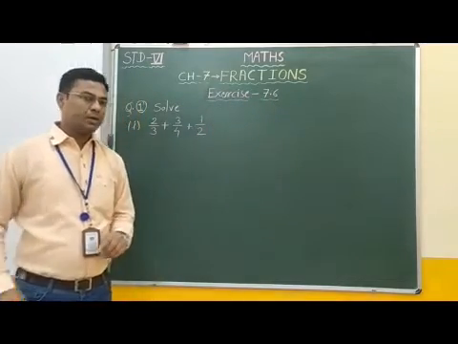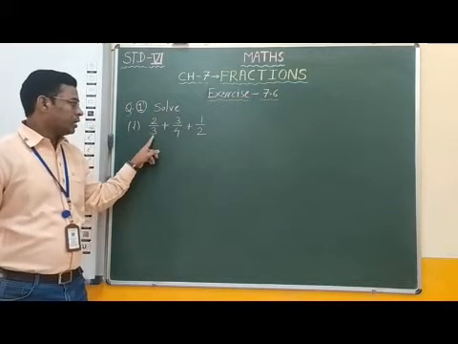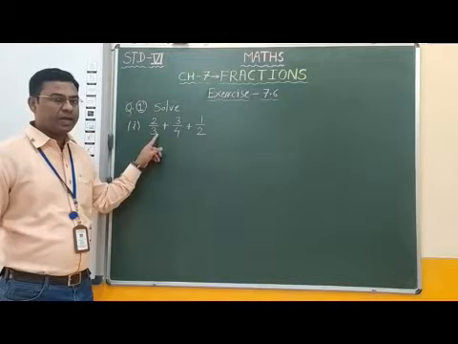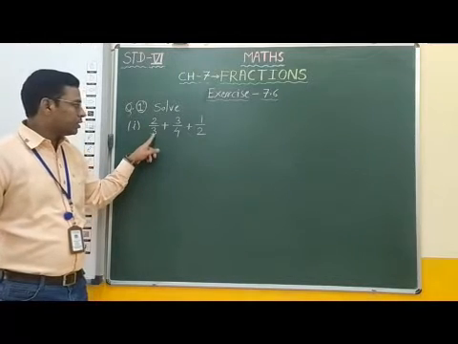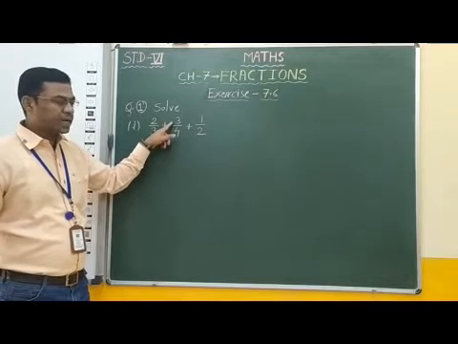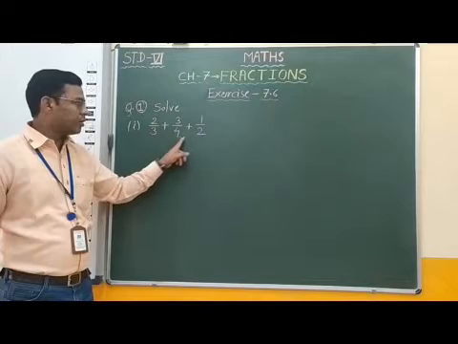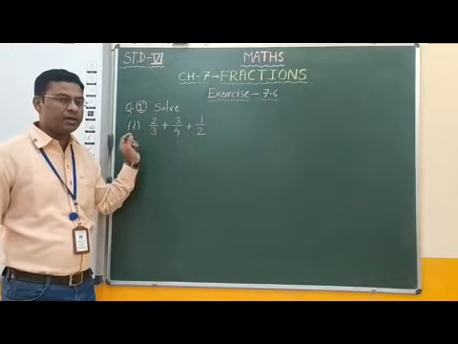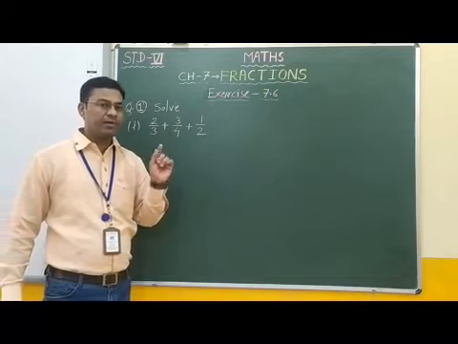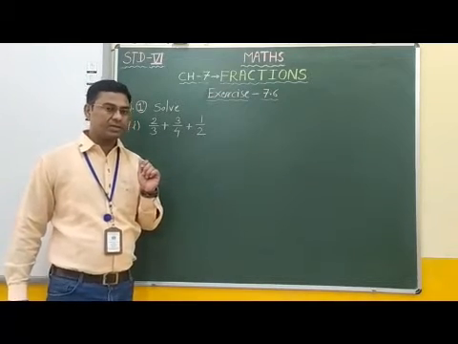Now the question is solve. Students, here in this question is addition of three unlike fractions. Therefore here the first fraction is 2 by 3, the second fraction is 3 by 4 and the third fraction is 1 by 2. Here denominators are different. Therefore these three fractions are unlike fractions and we have to add these three unlike fractions.